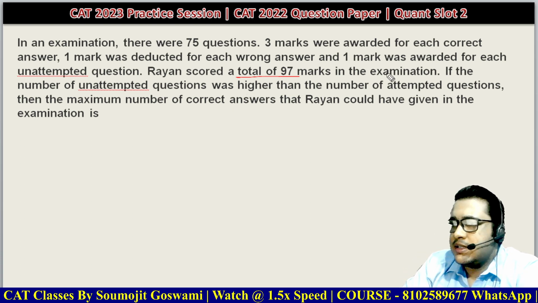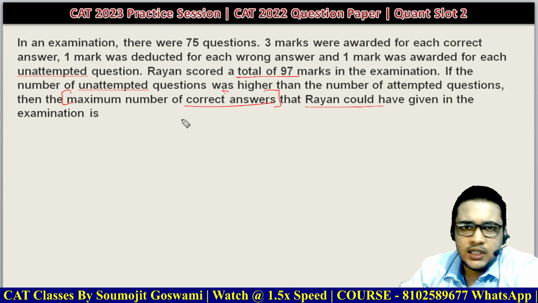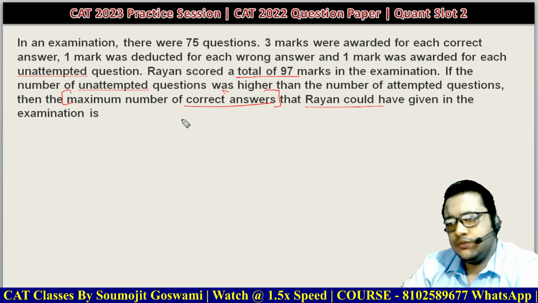The next part says if the number of unattempted questions were higher than the number of attempted questions, then what is the maximum number of correct answers that Ryan could have given. So we are only looking at the maximum correct answers by this fellow in the examination.